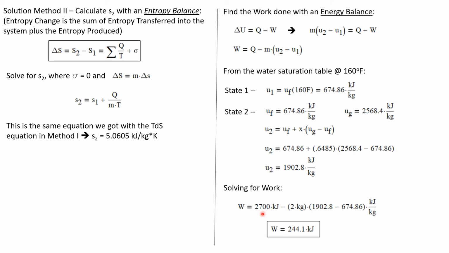Work is just Q, which is 2,700 kilojoules, minus the mass, 2 kilograms, times the change in internal energy. That's U2 minus U1. And I calculate that the work is 244.1 kilojoules.